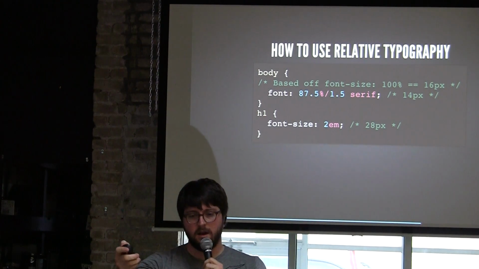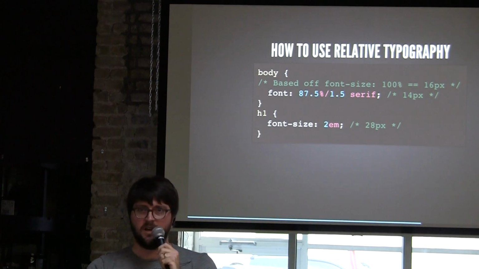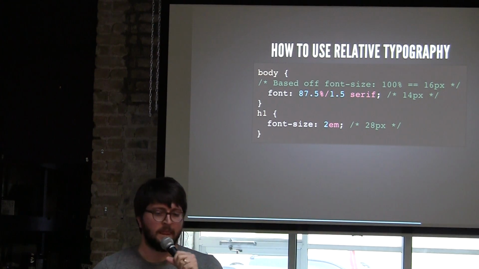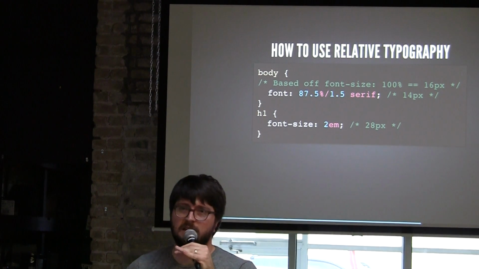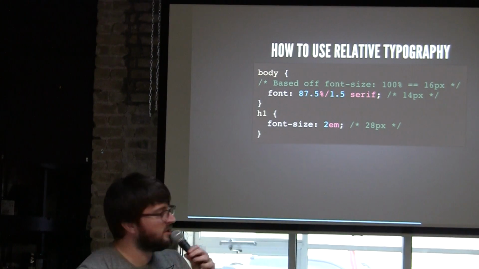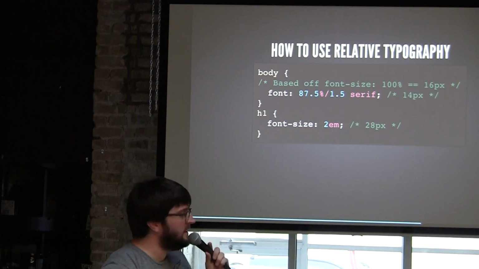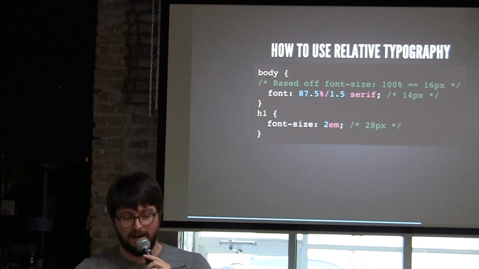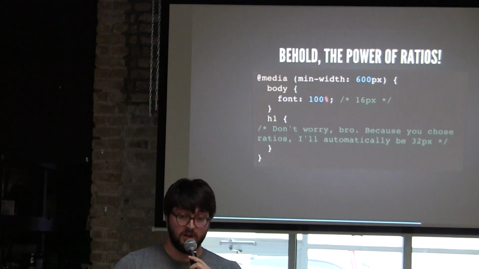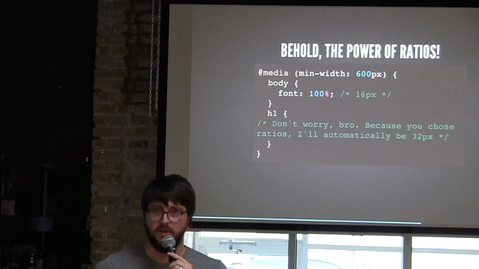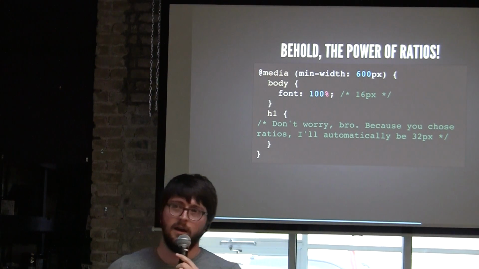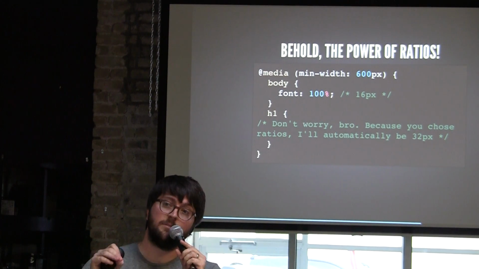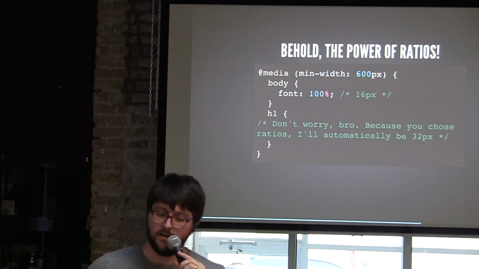And then we have an H1, our heading level 1. We want it to be really awesome, really large. We want it to be 28 pixels based on our 14 pixels. So we set it to 2em, and that is, everyone, 28 pixels. You got it. So, moving on, you insert a media query at 600 pixels. You're like, font size is too small. Bump it up to 16 pixels, or 100%.